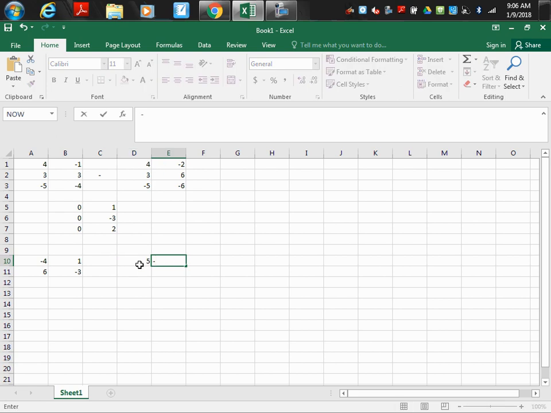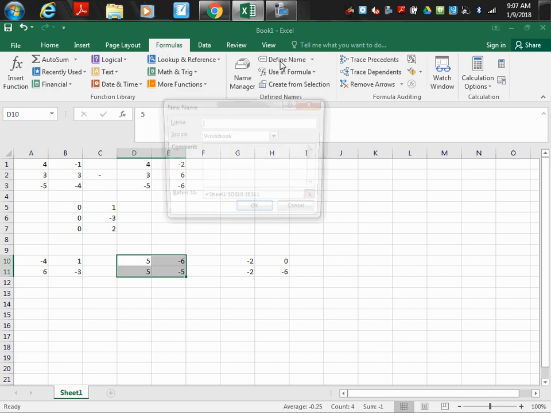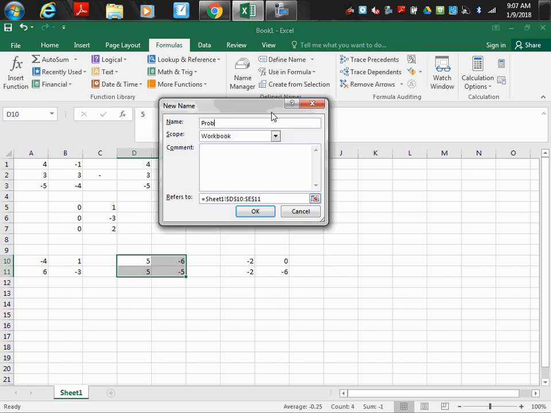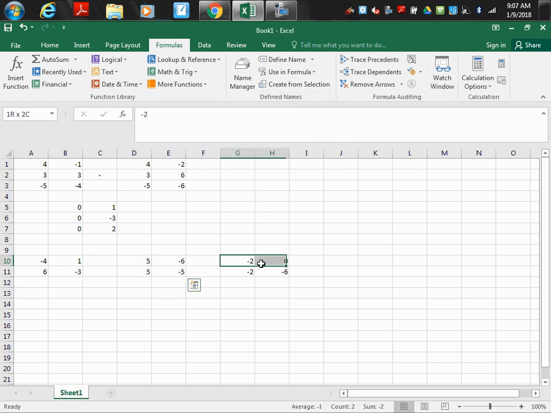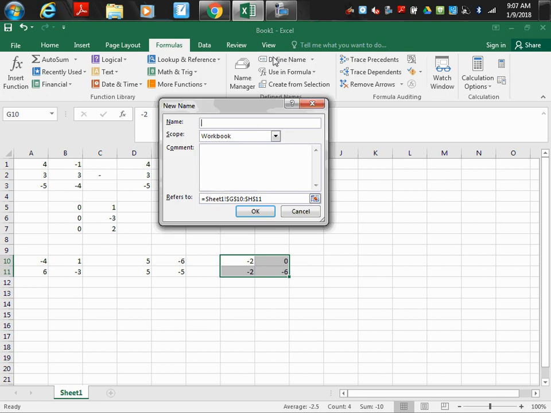5, -6, 5, -5, -2, 0, -2, -6. Formulas, define name, problem 3, Array B, formulas, define name, problem 3, Array C. All right.